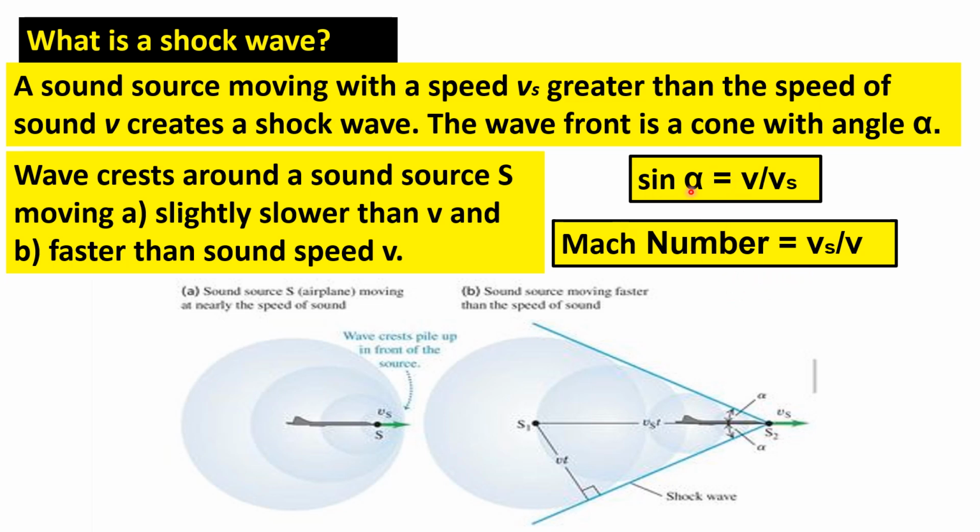Okay, and then we get the reciprocal of the sine value of that alpha, meaning the reciprocal of v over vs turns out to be vs over v, and we give a name to that, which is the Mach number. Okay, we have our first example of a problem on shock wave in the next slide.